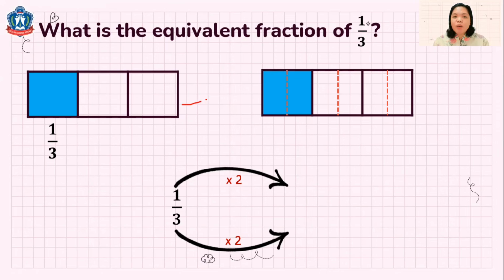Now again, to find the equivalent fraction, simply multiply the numerator and the denominator by the same number. 1 times 2 is 2 and 3 times 2 is 6. So the answer is 2/6. So the equivalent fraction of 1/3 is 2/6. Two parts are shaded and this is divided into 6 equal parts. You can also find other equivalent fractions of 1/3 by simply multiplying by another number. You can use 3, 4, 5, for both the numerator and the denominator.